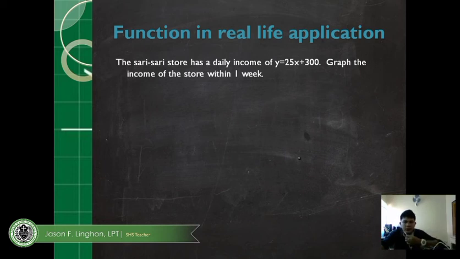So the sari-sari store has a daily income of y is equal to 25x plus 300. So graph the income of the store within 1 week.